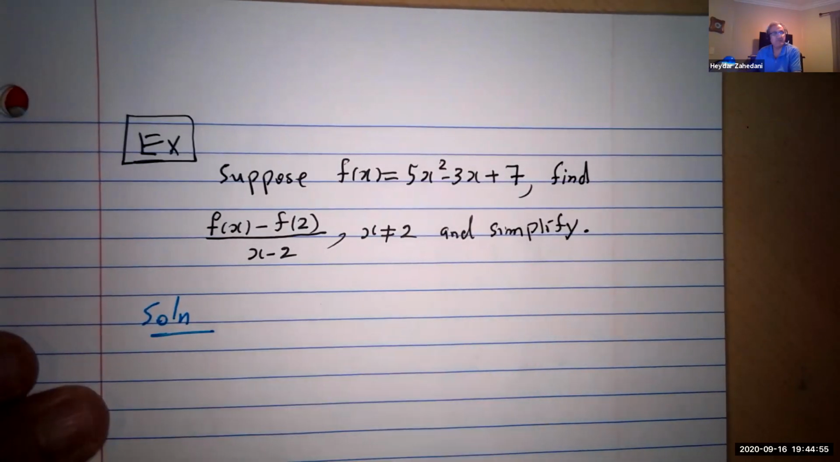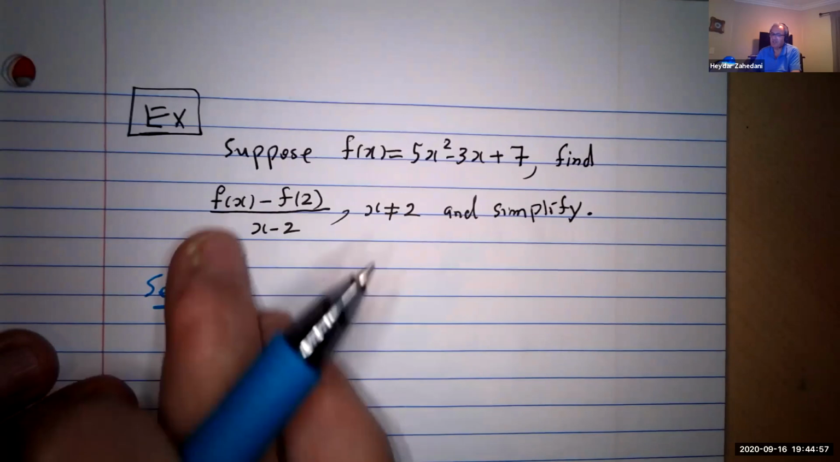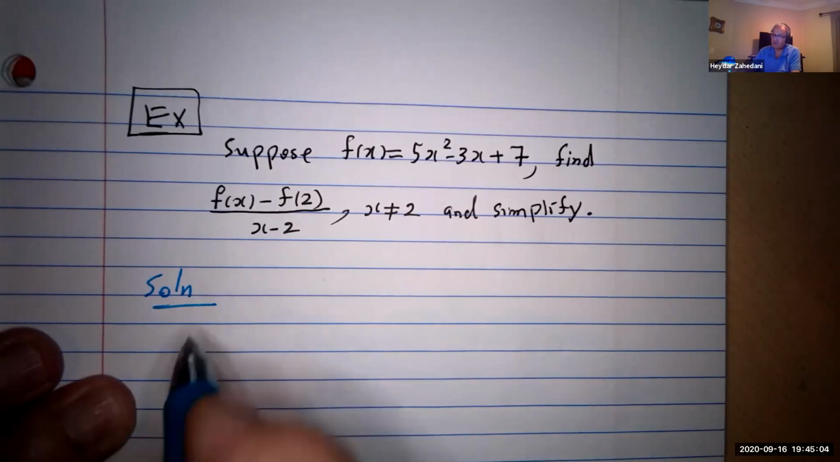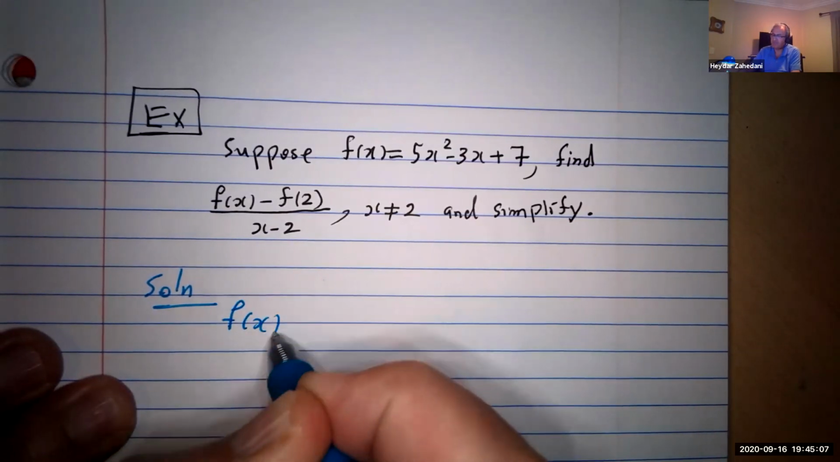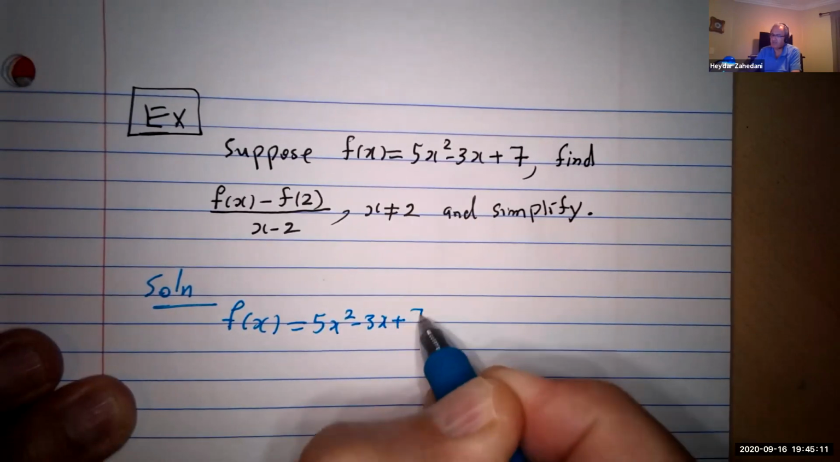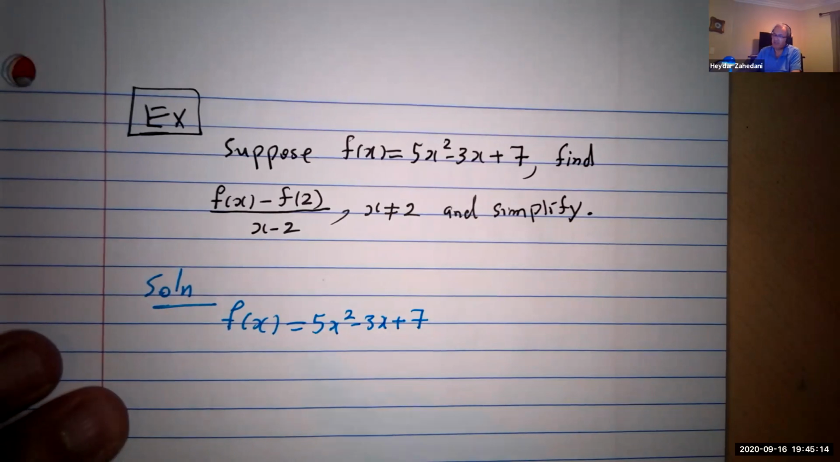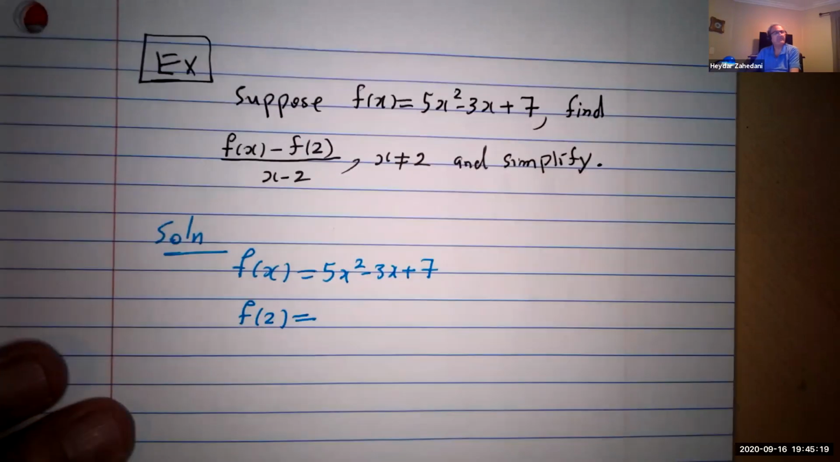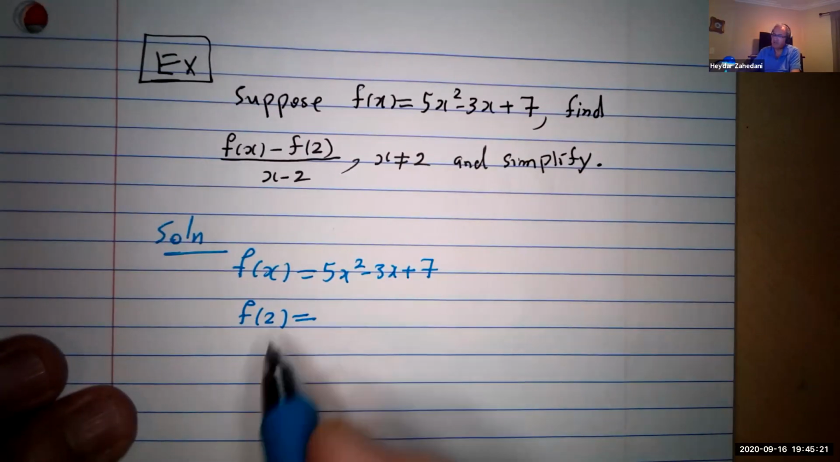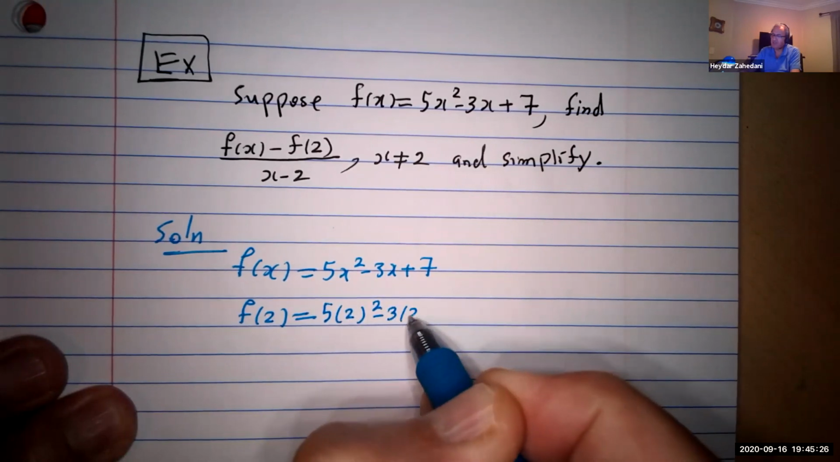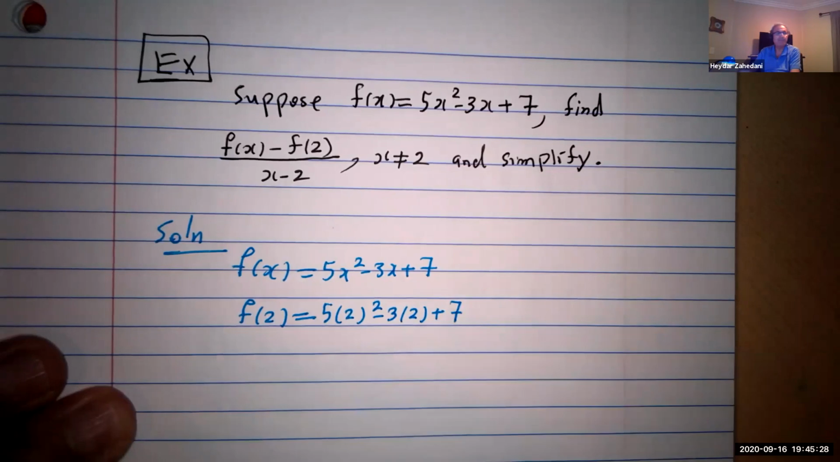It's a true difference, if you like. My suggestion is I do the difference first, and then I simplify it. So on the top, I want f of x minus f of 2. This is my f of x, the function, 5x squared minus 3x plus 7. Then I need f of 2. So replace x by 2. That gives 5 times 2 squared minus 3 times 2 plus 7.